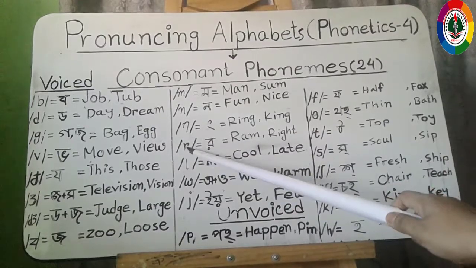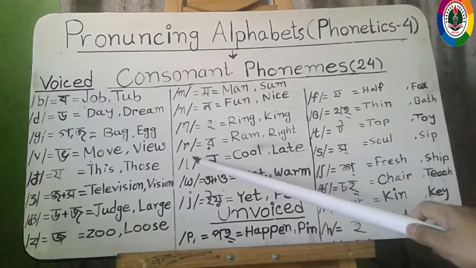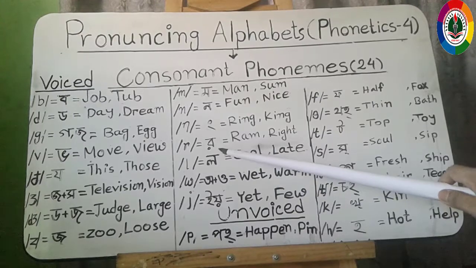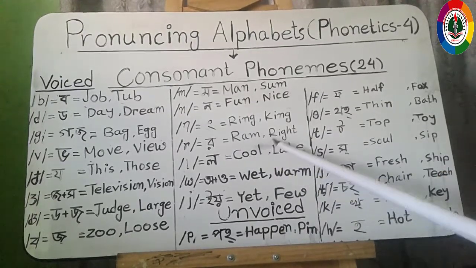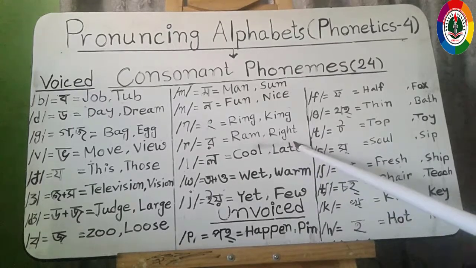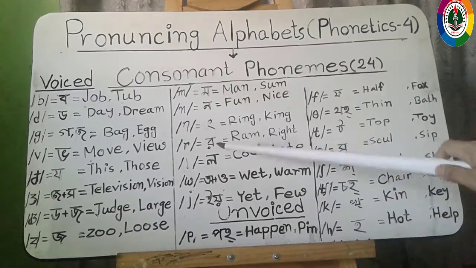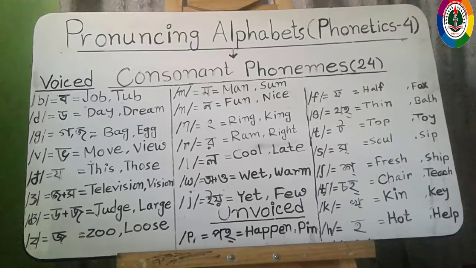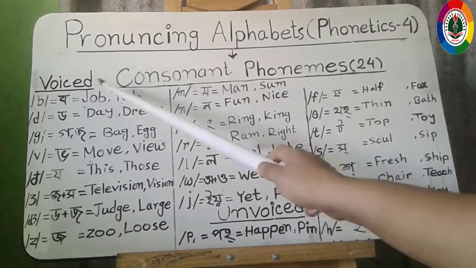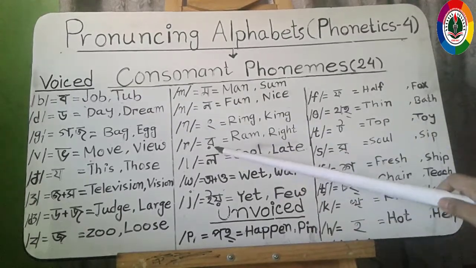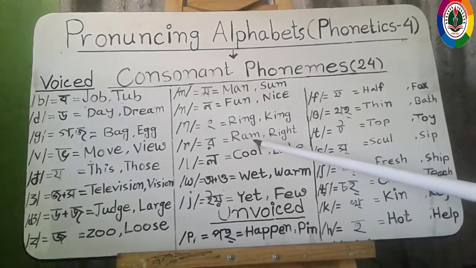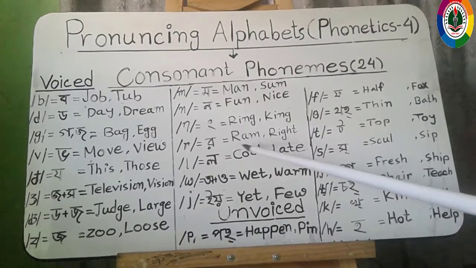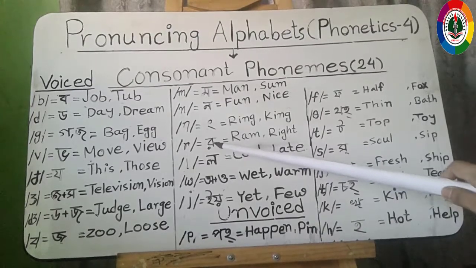Then move to this sign. This phoneme sign is for the phoneme or sound "r", and the examples are like ram, right. Look, I feel these two phonemes are evident examples of voiced consonant phonemes, as while we utter ram and right, we find that our vocal cord gets strongly vibrated, and also find a presence of the phoneme "r".